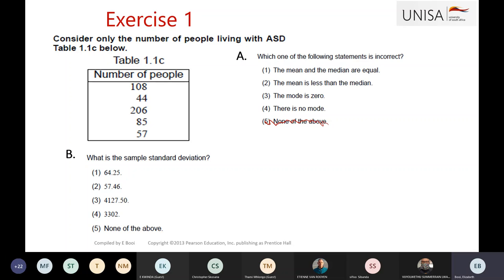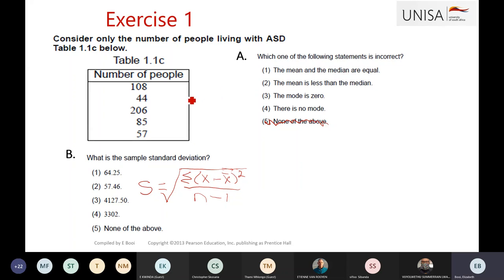What is the sample standard deviation? You need to calculate the standard deviation of this data set. Remember the standard deviation formula: S is equal to the square root of the sum of your observations minus the mean, which you would have calculated when you answered number A, squared, divided by N minus 1. There are 1, 2, 3, 4, 5 values, so it should be easy to calculate quickly.